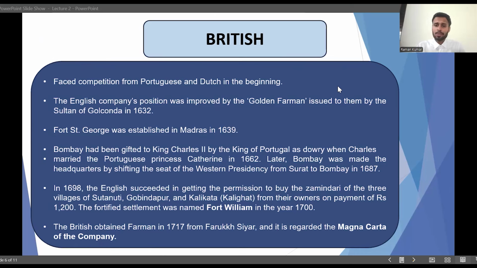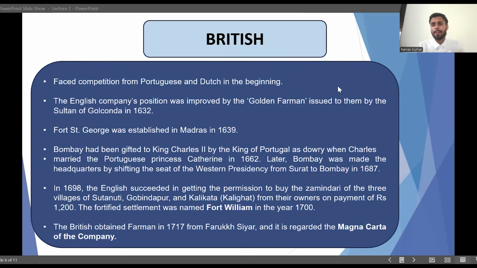Now coming to the Magna Carta for the company. The biggest thing that happened for the British was this farman that they received from the Mughal Emperor Farrukh Siyar in 1770. By this farman, most of the duties on the British were abolished or removed. A fixed payment was sought by the emperor from the British directly, and they were allowed to trade extensively in India. Dastaks, various levies, duties, all of them were abolished.